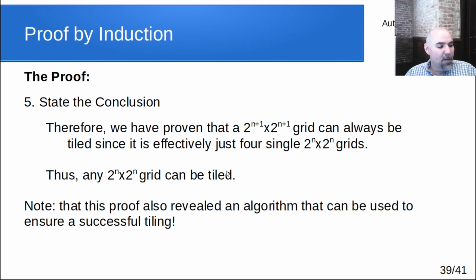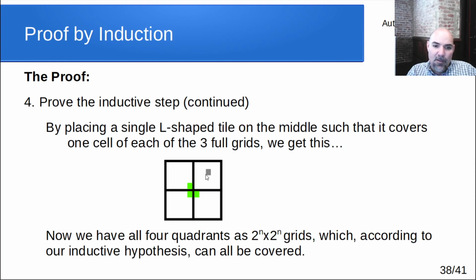And one cool thing about this is notice that this proof also kind of revealed the algorithm for doing the tiling successfully every time. In other words, take a step back and look at it: we find the corner that has the cell removed, we place a tile in the other three, and then we repeat the same process recursively for all of these.